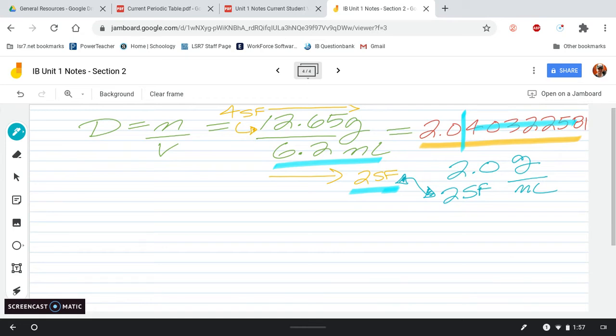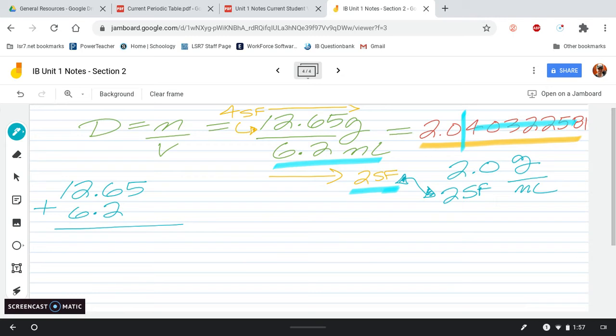Now, when you're adding and subtracting, it's a little bit different. For multiplication and division, the rule is the same: count the smallest number of sig figs and round your answer to that value. Now, if we were adding, we can take the same situation. We can go 12.65 and 6.2, and let's add those two numbers instead of multiplying them.